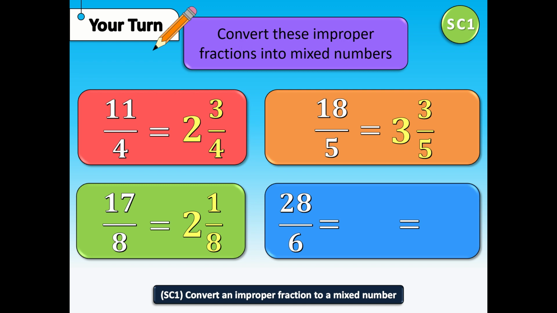So it's 2 1/8. On the blue question, 28 over 6, 6 goes into 28 4 times with 4 left over, so it's 4 4/6. Now we need to put this in its simplest form, and 4/6 we can simplify because both numbers can be divided by 2. So our final answer should be 4 2/3.